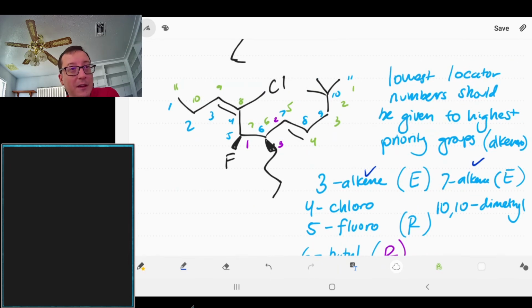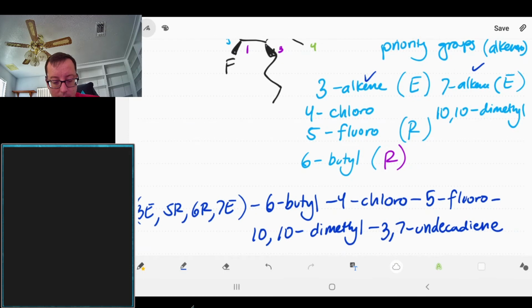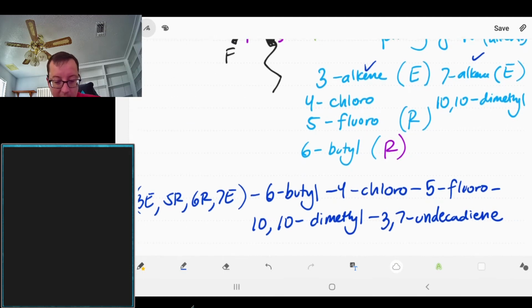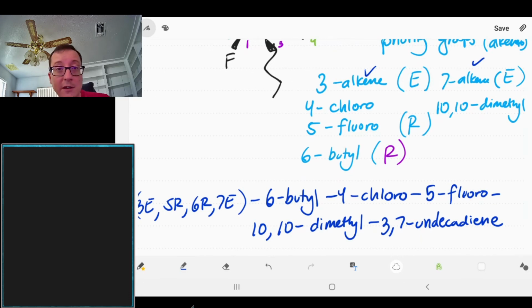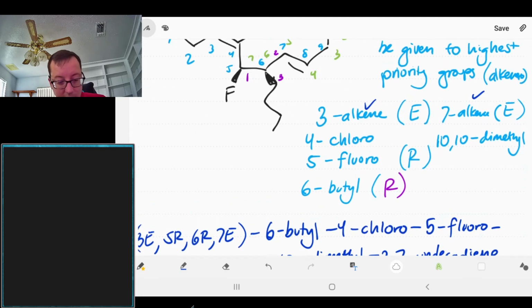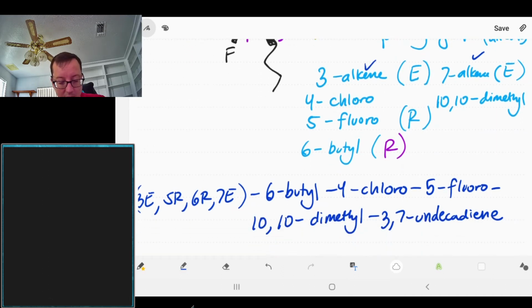So we've done it. Our parent chain had both alkenes in it. We want to include as many as possible. I'm not going to give you ones that aren't part of it. It's just too much work. We had our stereochemistry for alkenes. We had our stereochemistry for our other substituents, our chiral substituents. We had R and S for those. And then we have the rest of our substituents on there in alphabetical order. Okay? So, we've done that. Awesome, awesome.